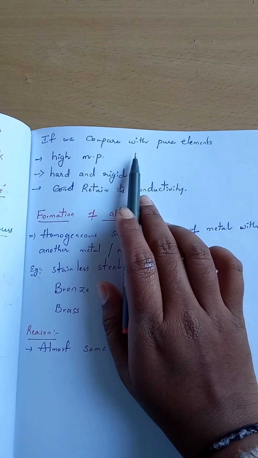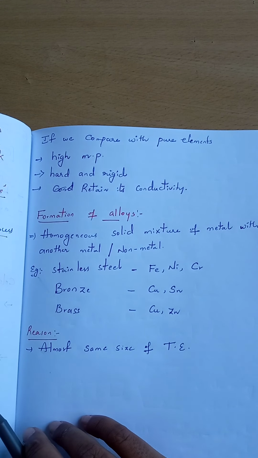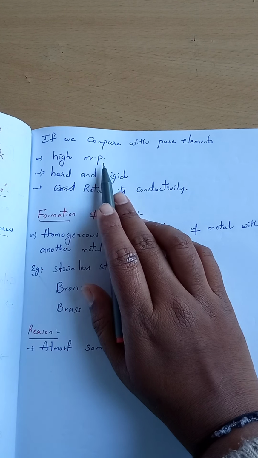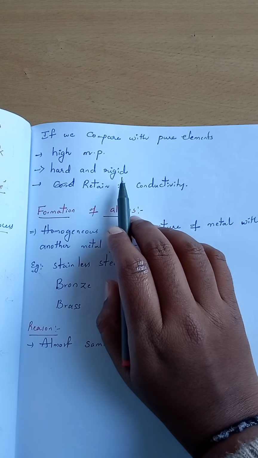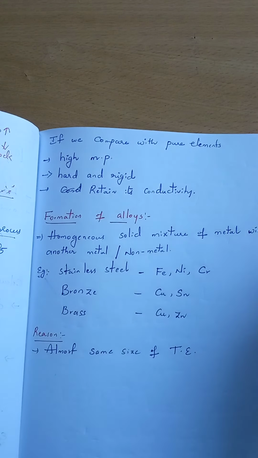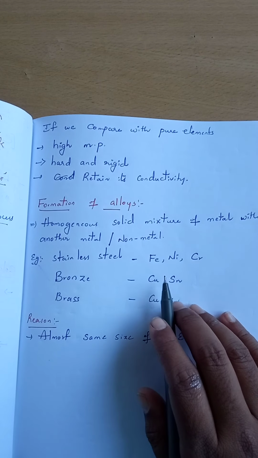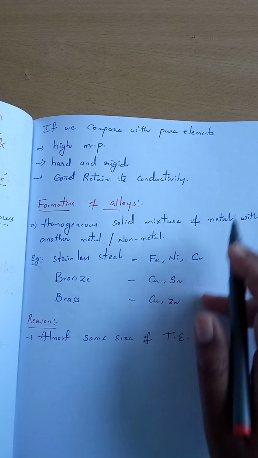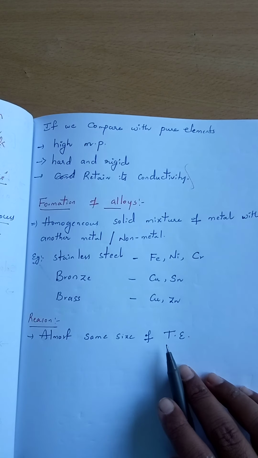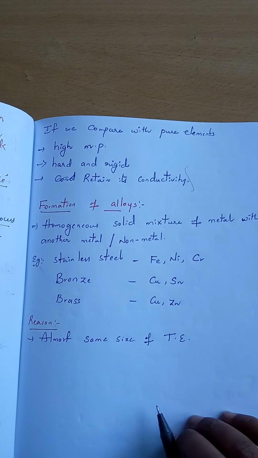Okay, so if we compare the properties of interstitial compounds with the normal elements, these interstitial compounds have a high melting point, are hard and rigid in nature, and they retain conductivity. The metal elements or normal elements conduct electricity, and these can also conduct electricity. These are the three important properties of interstitial compounds.